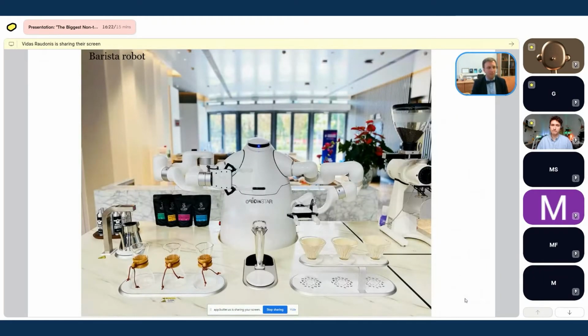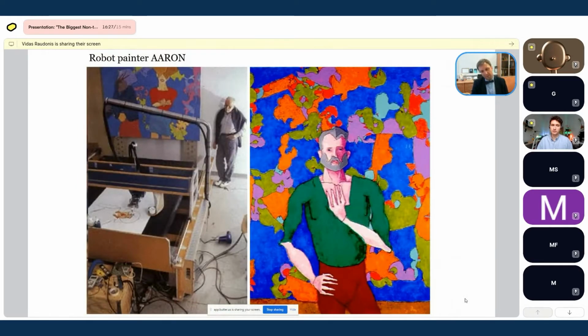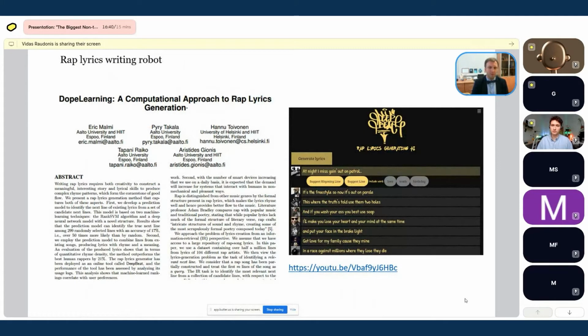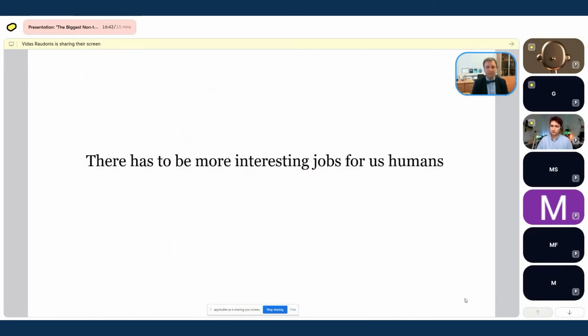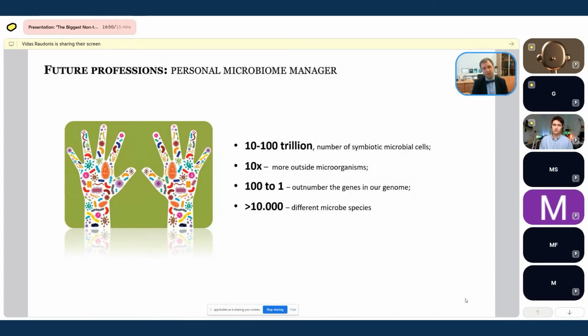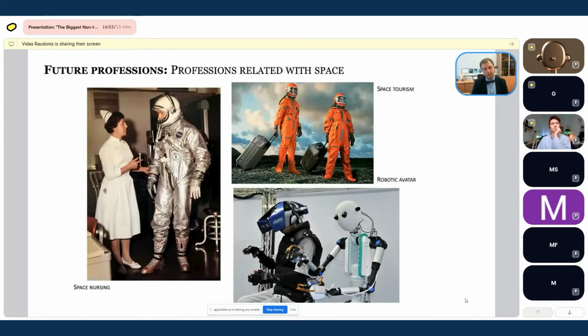We have barista robots that make coffee. We have robots that can paint art. It's done in the 70s, and the paintings are sold all over the world. We have robots that can write rap, but there have to be more interesting jobs than that annoying pick and place job. For example, we can work with the microbiome. We can create space nursing, space tourism, robotic avatars.